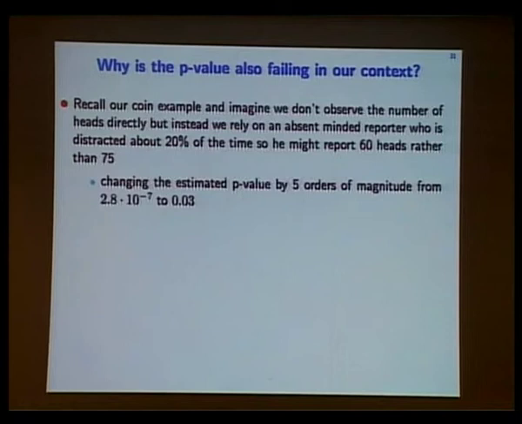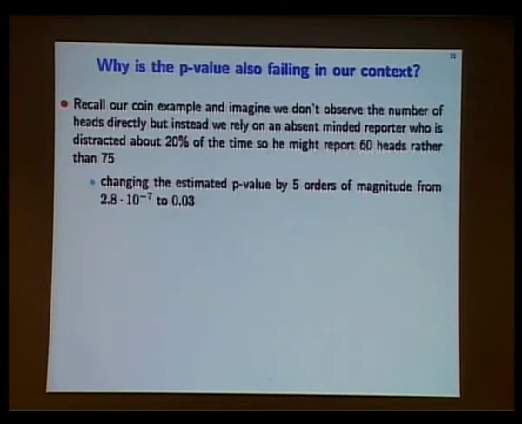We were tossing the coin 100 times, and we observed 75 heads, and we wanted to compute the p-value, which is what's the probability to observe 75 heads or more. But now imagine that we can't observe the coin directly. Rather, we rely on some absent-minded reporter who actually counts the number of successes. And that reporter is absent-minded, so he missed about 20% of the count. So instead of 75, it gives us back the number 60.